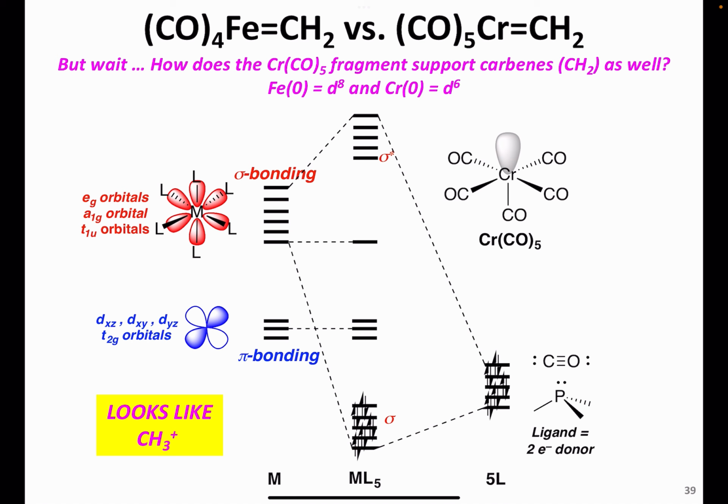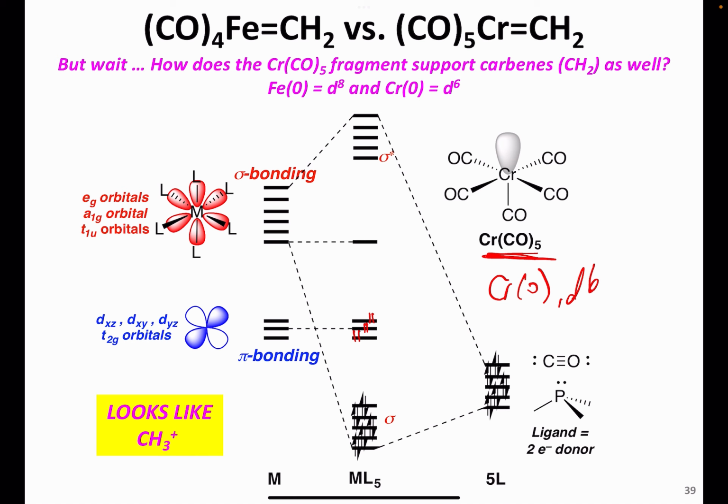So what's going on? And so if we back up to the ML5 fragment, this chromium pentacarbonyl fragment can support carbenes. And so what is going on? Well, if we actually now take this ML5 fragment, this is chromium 0. So if it's chromium 0, it's d6. That means this pi bonding set is entirely filled.